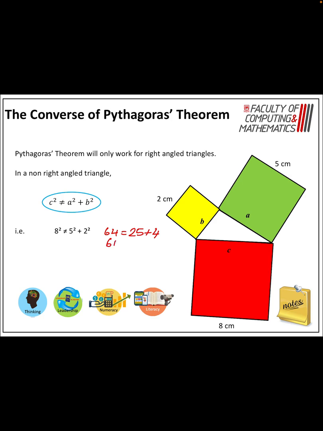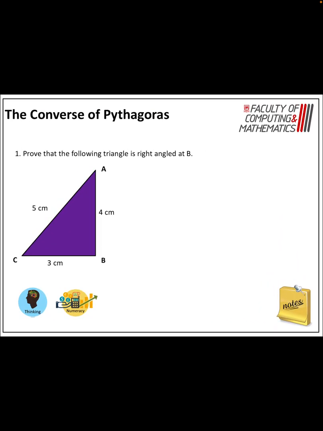And as you can tell, 64 definitely does not equal 29, so we've proved that that cannot possibly be a right angle triangle because Pythagoras' theorem doesn't work. But they have to have that statement at the end where they would say that since 8 squared does not equal 5 squared plus 2 squared, through the converse of Pythagoras, this is not a right angled triangle. Okay, so let's take a look at an example and how we would then prove it.